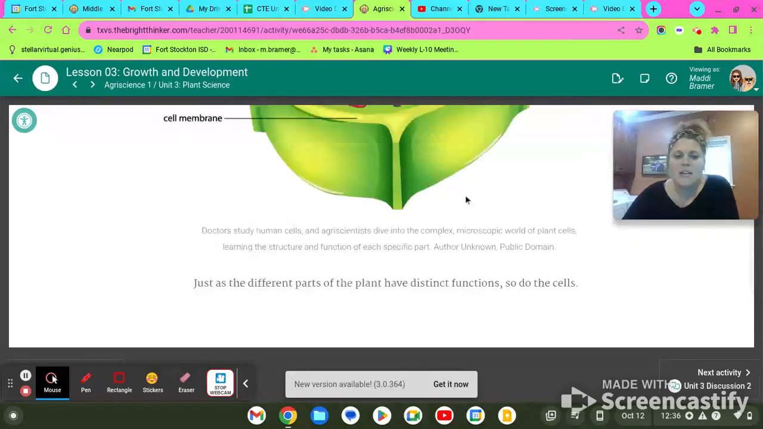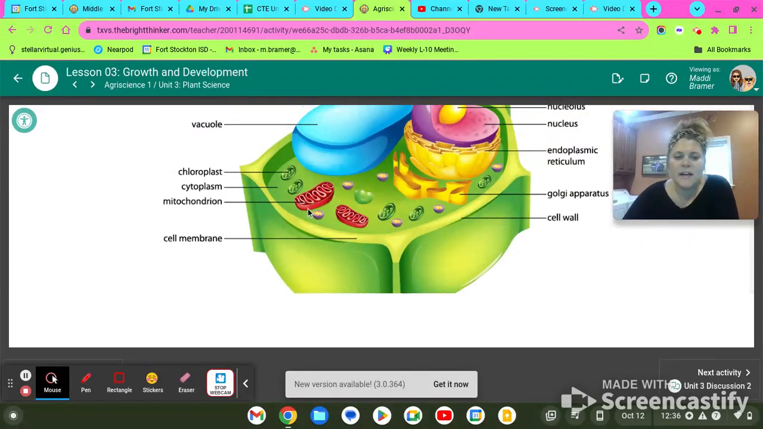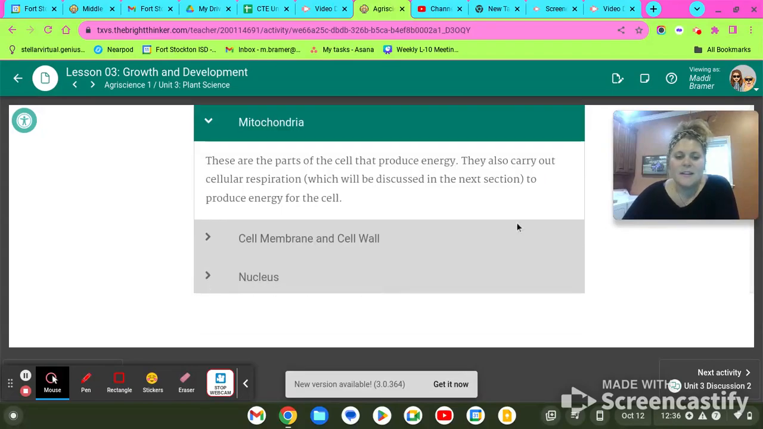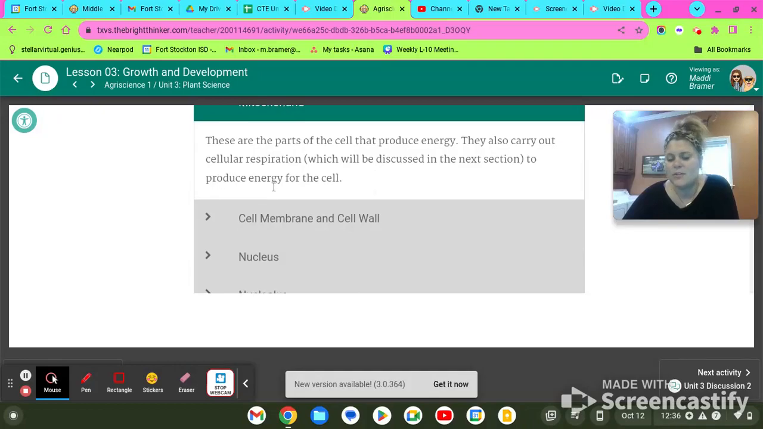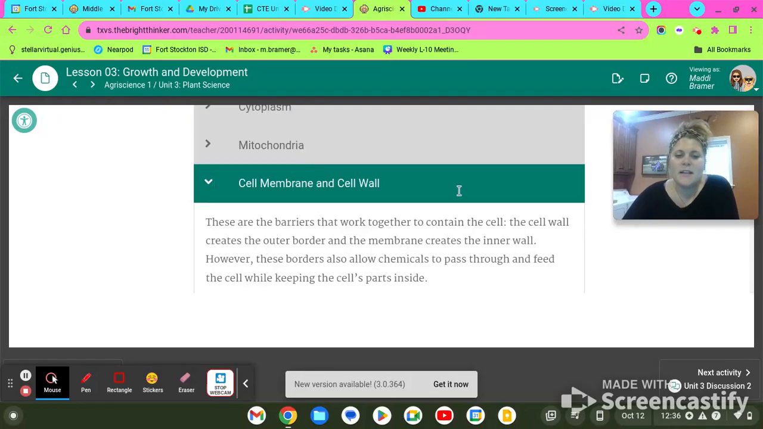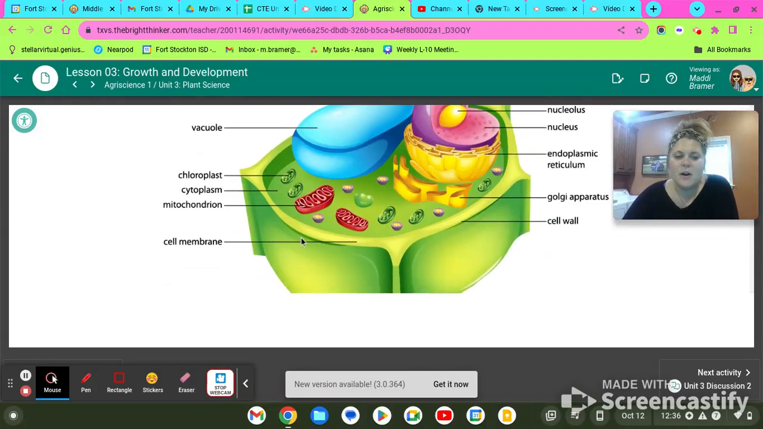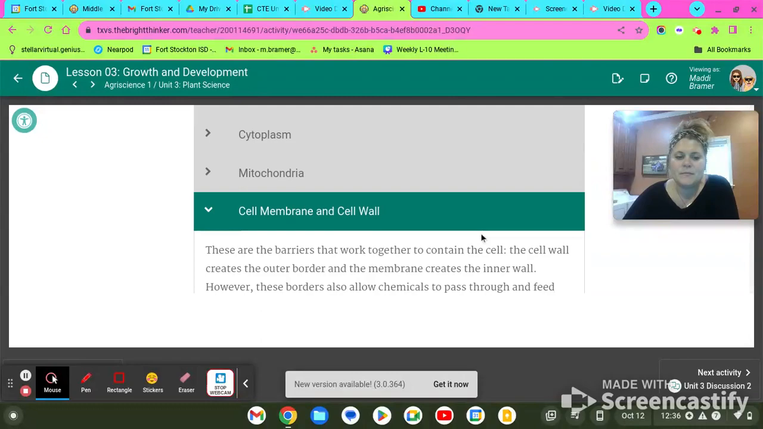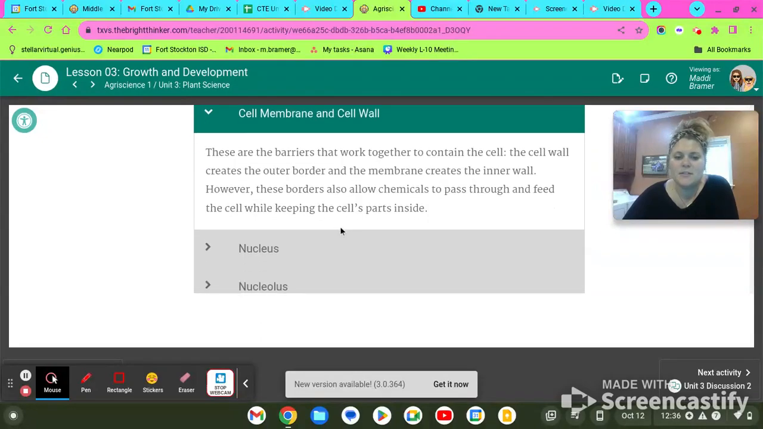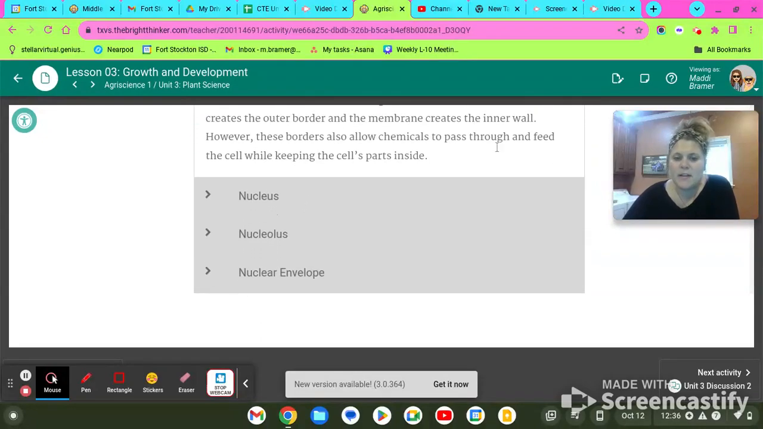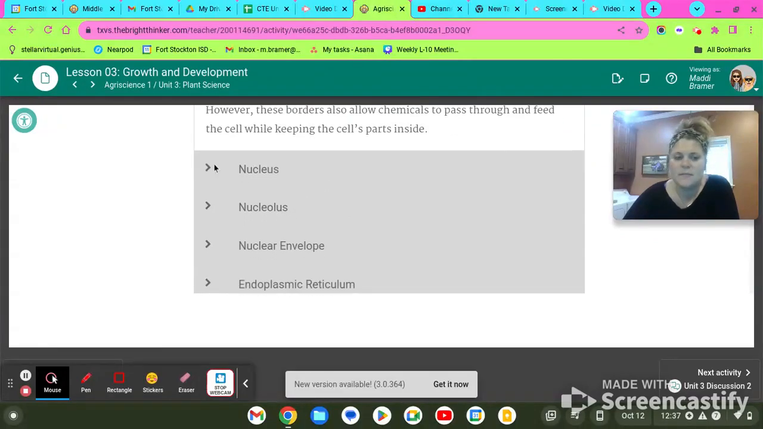The mitochondria, which right here, the red things, the squiggly things, they're kind of like a hot dog. Okay, so these are the energy production. So they carry out cellular respiration that produces energy. Cell membrane and cell wall, which are the outer parts right here. Those are the barriers. They help keep everything together, but they also allow chemicals to pass through and feed the cell.